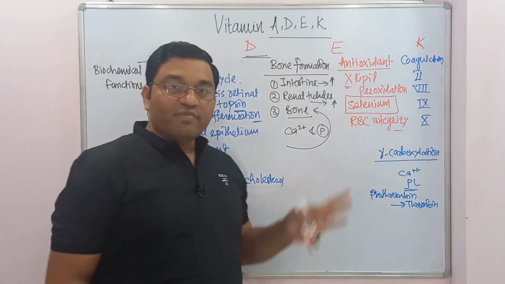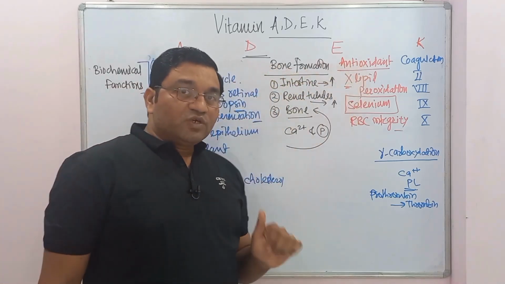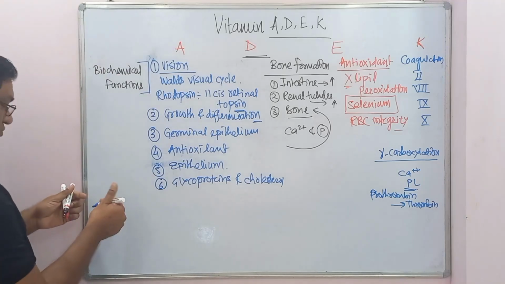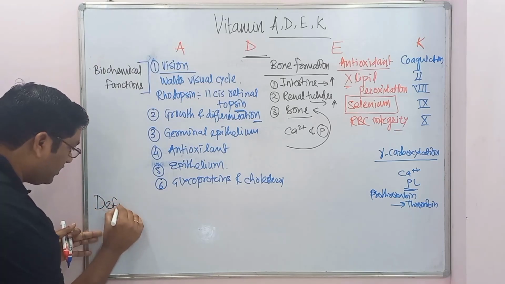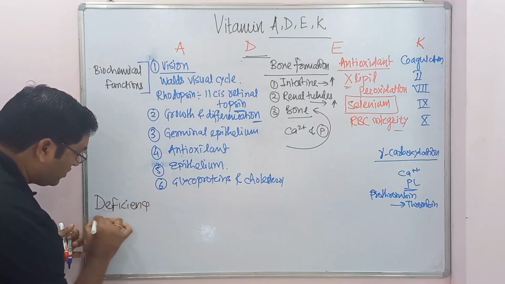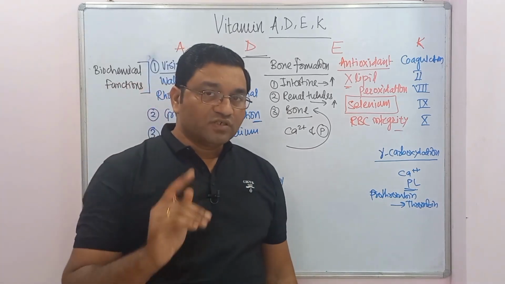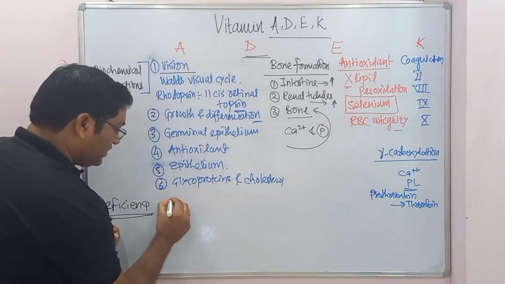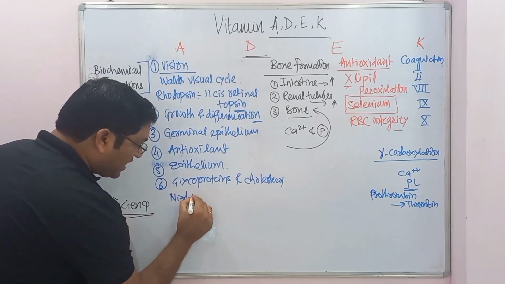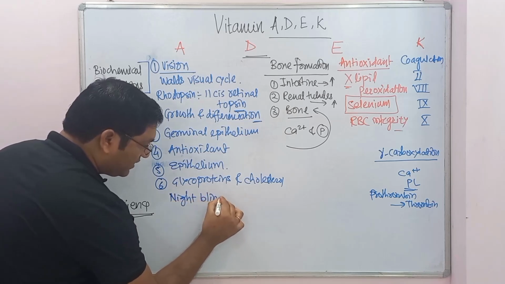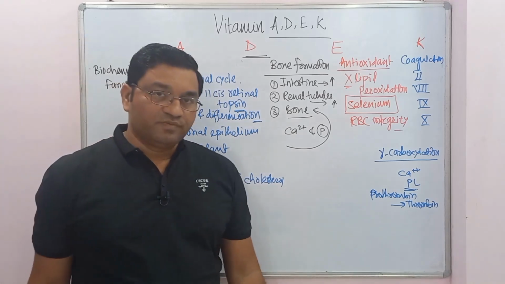Vitamin K. So these are the biochemical functions of vitamin A, D, E and K. Now coming to the deficiency manifestations. Vitamin A deficiency manifestation: the first symptom is night blindness, that is, an increase in the dark adaptation time and night blindness. This is the first symptom of vitamin A deficiency.